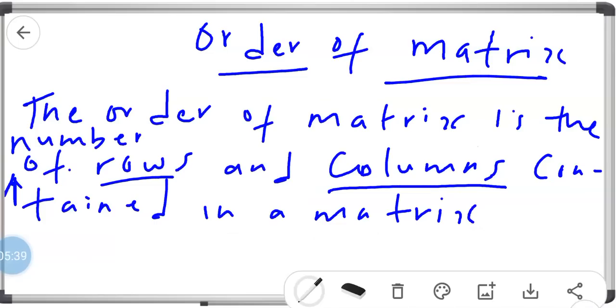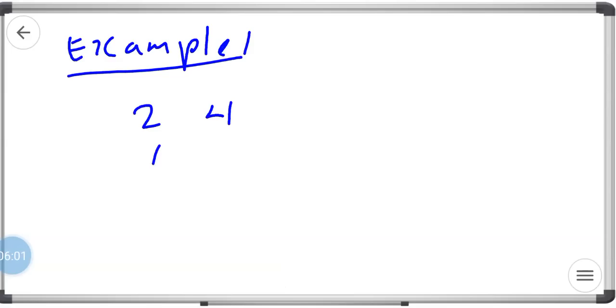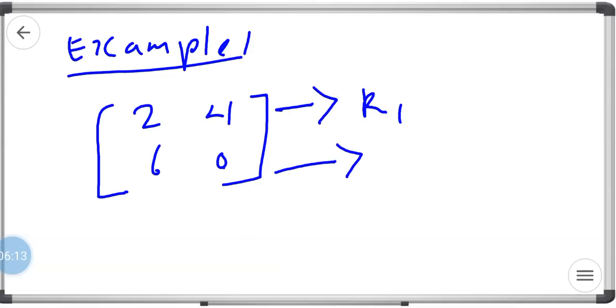So quickly, let's move to examples of order. Don't forget that we said we use the number of rows and columns. Let's consider the first question, example 1, under order of matrix. We should have 2, 4, 6, 0, and we are asked for the order of this matrix. This is row 1, R1, and this is R2, and here this is C1, that's column 1, and here C2.